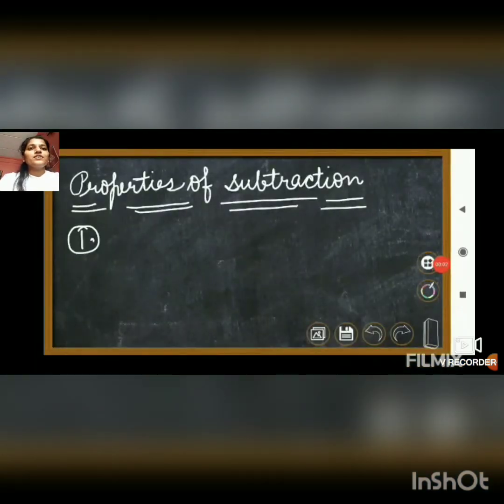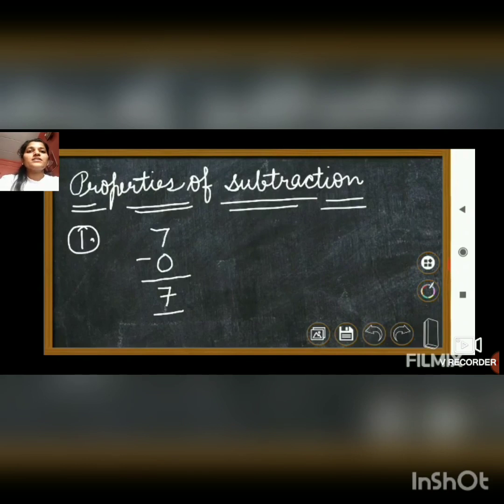The first example for the first property of subtraction is that we are going to minus 0 from each number. Here, 7 minus 0. From 7, if we subtract 0, we get the same answer, that is 7. Now let's see the second example. So we get the same number as the answer.